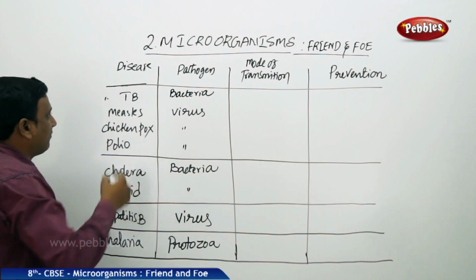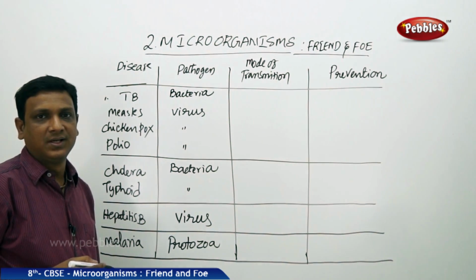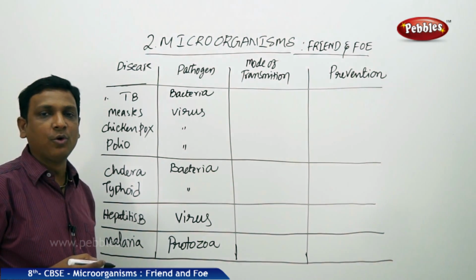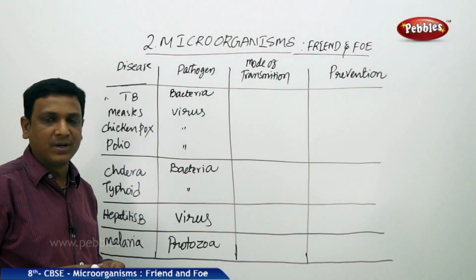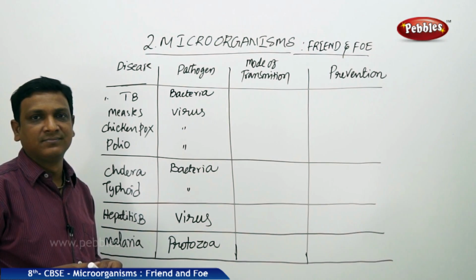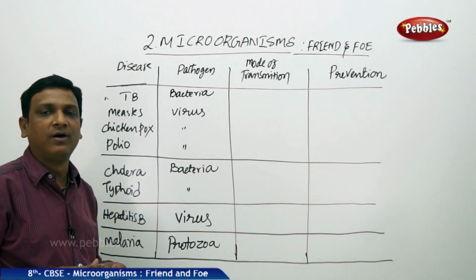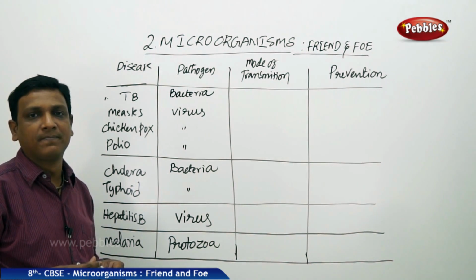Here we have TB. The full form of TB is tuberculosis. It's a kind of infection that especially happens to the lungs. Of course, it may infect other parts of the body also, but primarily it affects the lungs. People who are affected with tuberculosis get a severe cough and blood in the sputum. These are the symptoms of TB.